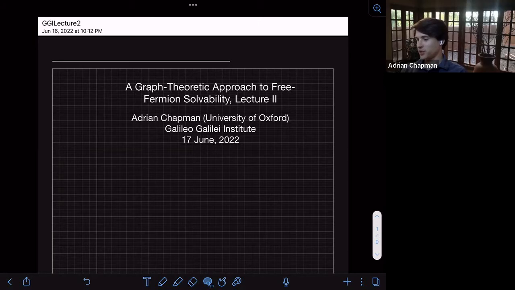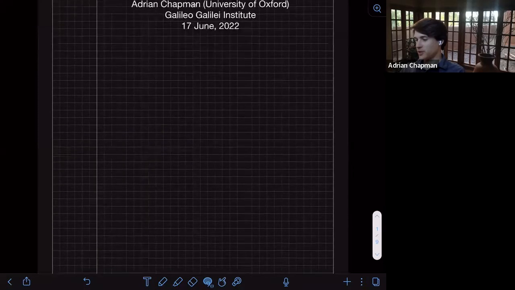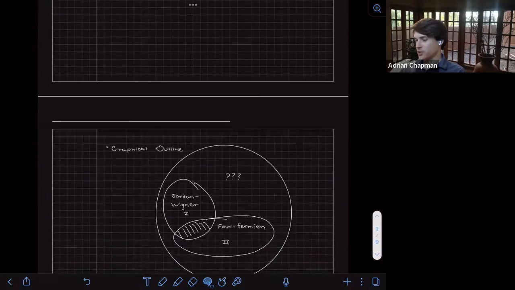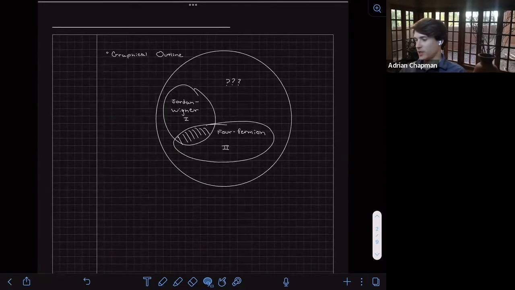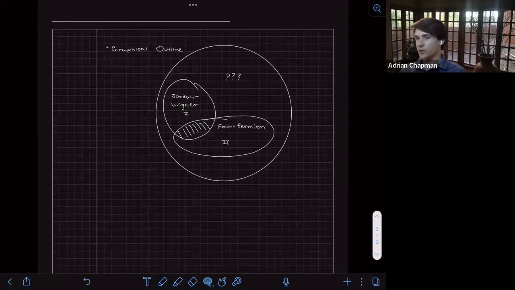I'm going to be continuing the lectures from last time on a graph-theoretic approach to free-fermion solvability. So just to recap what we spoke about last time.